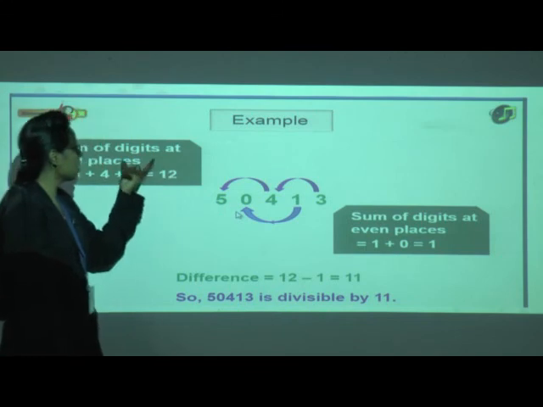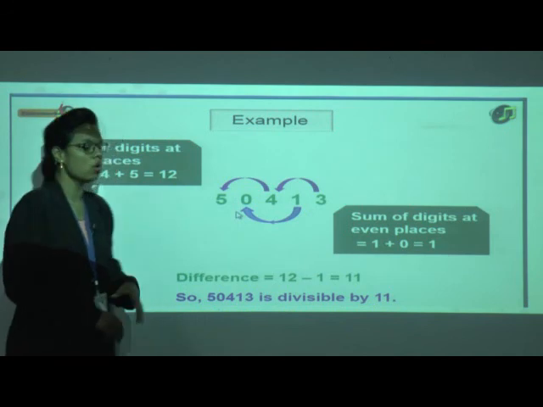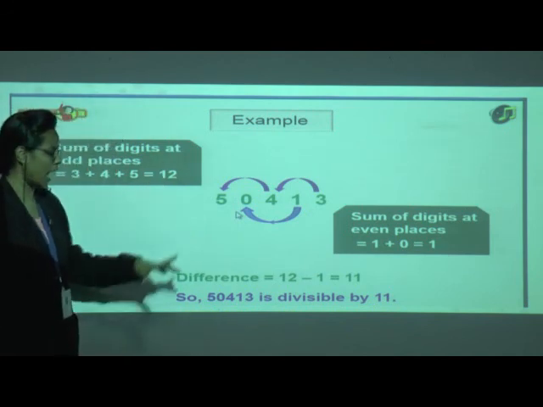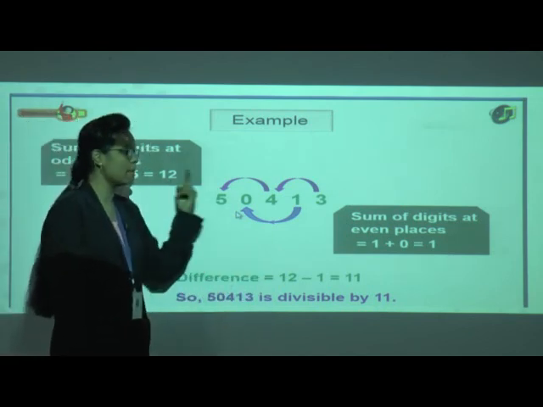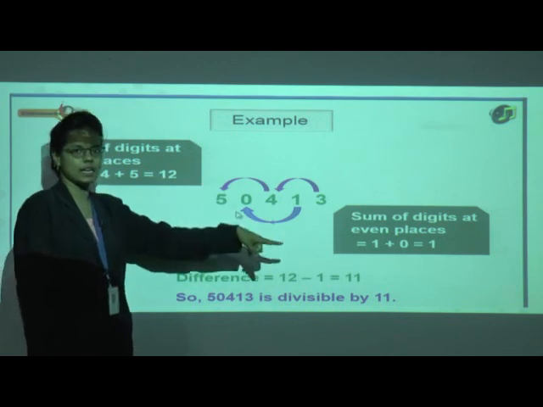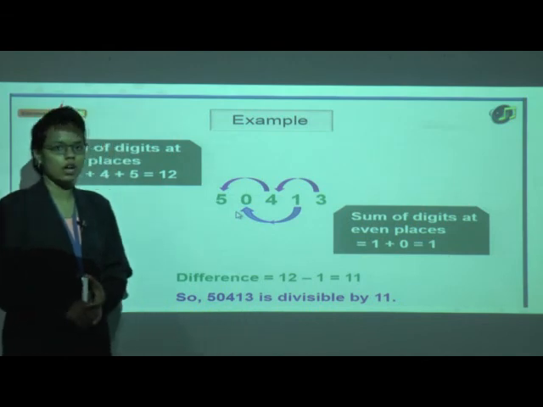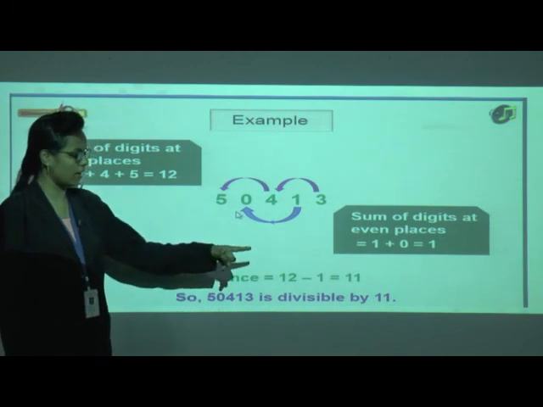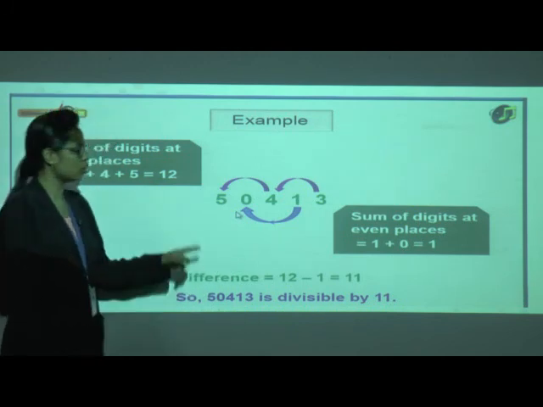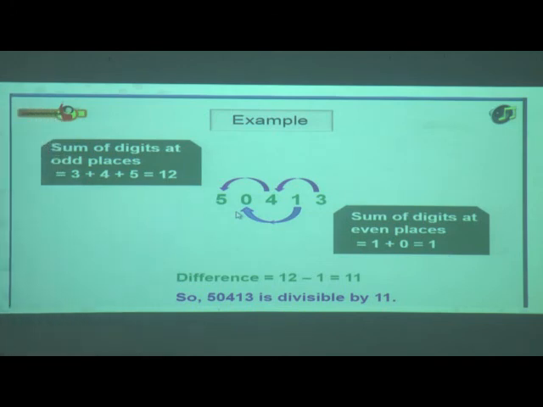Now we got the answer for sum at odd places and sum at even places. Now the result, whatever we obtain, we have to subtract it, find the difference. So difference is equal to 12 minus 1, odd minus even. So 12 minus 1, it's 11. According to our rule, if the difference is 0 or the multiple of 11, now 11 is the multiple of 11, so the number is divisible by 11. So this was the example.